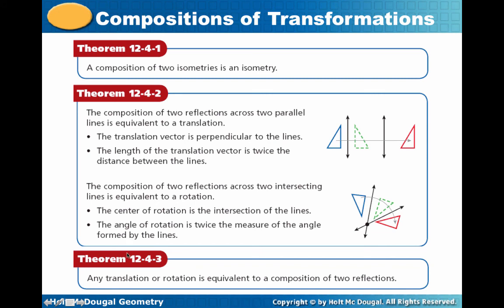And if you actually jump down to the last one, any translation or rotation is equivalent to a composition of 2 reflections. A translation can be the composition of 2 reflections across parallel lines. A rotation can be the composition of reflections across intersecting lines. That's all there is to this.